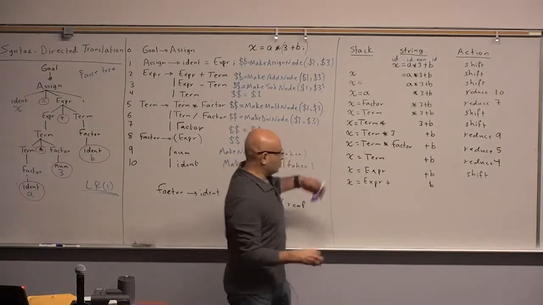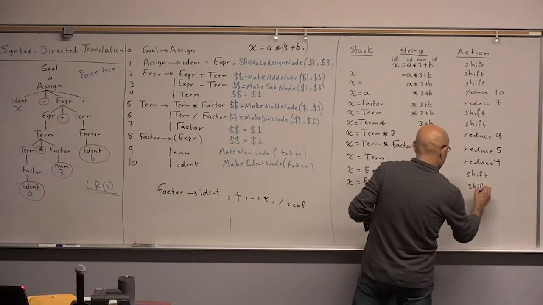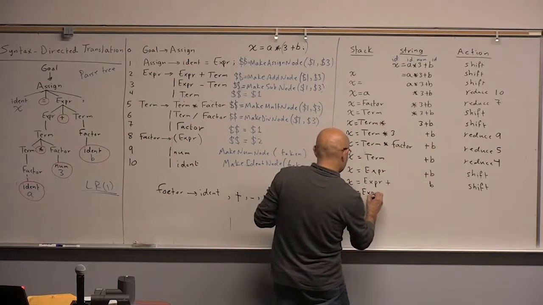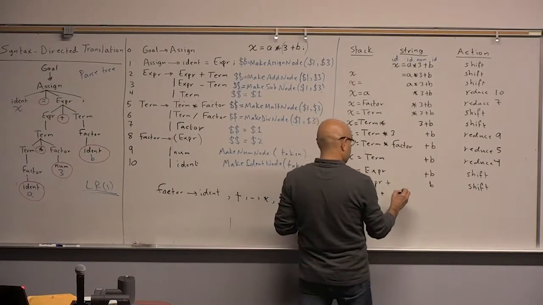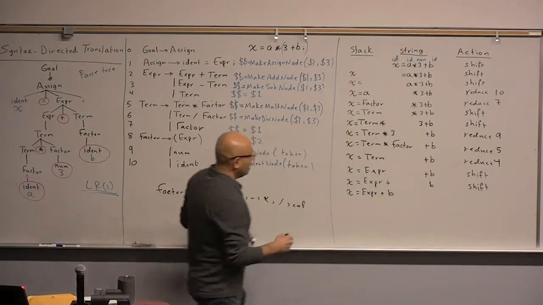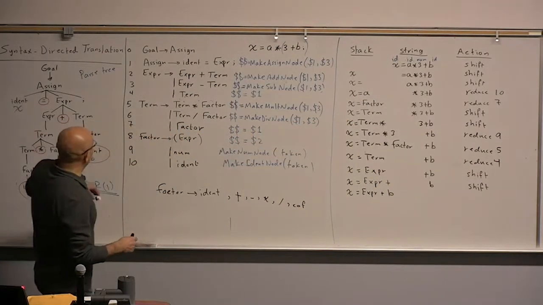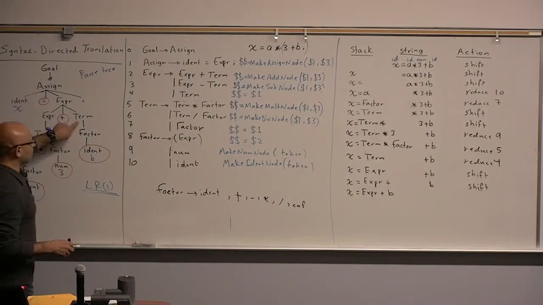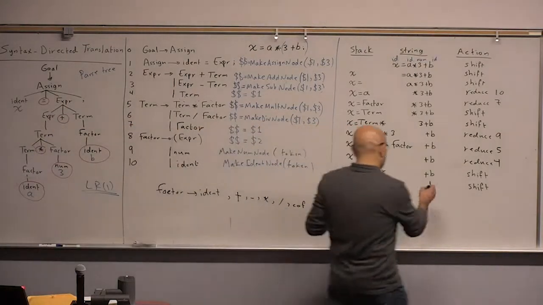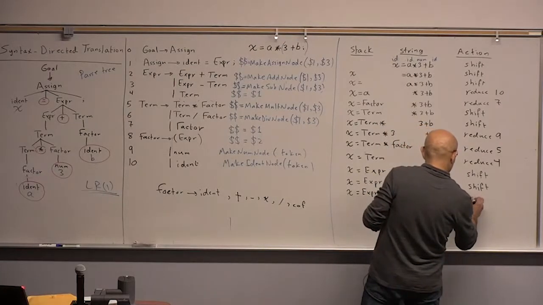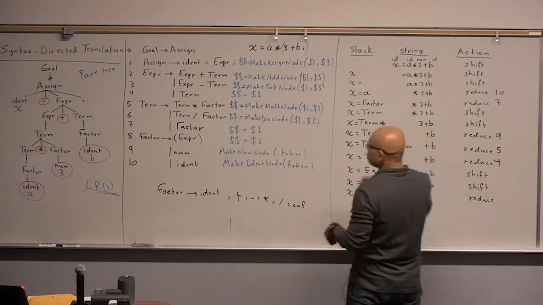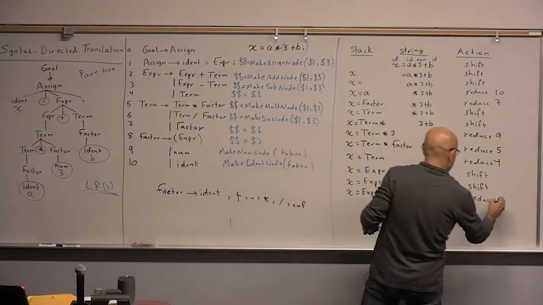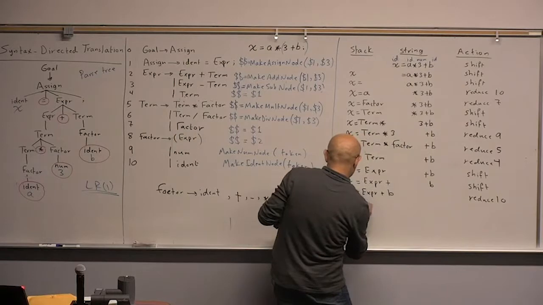Then we'll need to shift again, and shifting again will give us x equals expression plus b. And expression plus b, then we do reductions. So the b gets reduced to a factor, then to a term. So we have a sequence of reductions. So reduce by 10, and this gives us x equals expression.